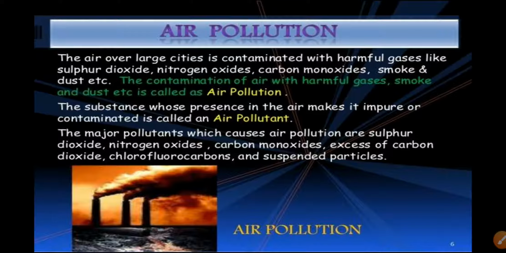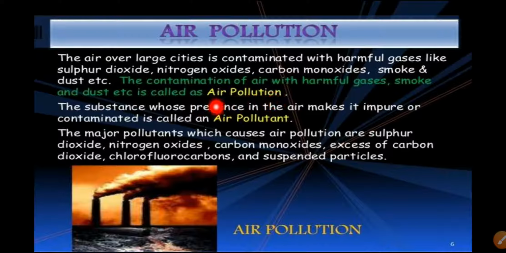Now air pollution. If you see in this picture, how air pollution is caused is shown. The air over large cities is contaminated with harmful gases like sulfur dioxide, nitrogen oxides, carbon monoxide, smoke and dust. So these are the harmful gases: CO2, SO2, nitrogen dioxide, carbon monoxide, smoke and dust. Now the contamination of air with harmful gases like smoke, dust, sulfur dioxide, nitrogen oxide and carbon monoxide is called air pollution. So this is the definition of air pollution.